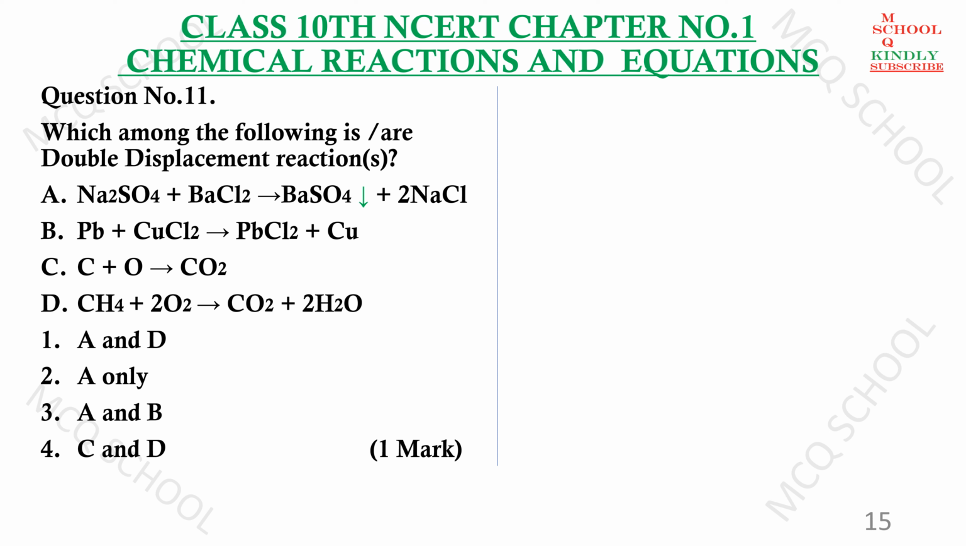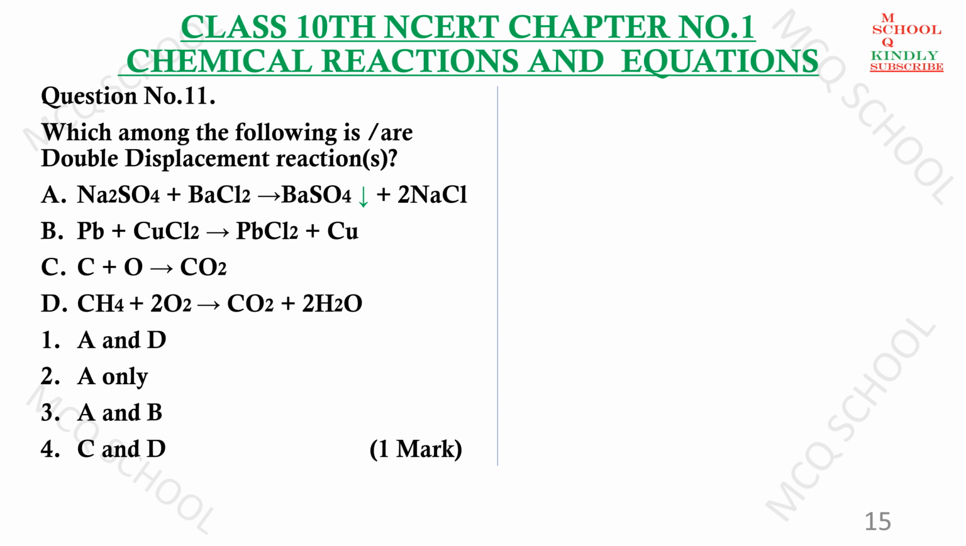Let us take question number 11. Which among the following is a double displacement reaction? A, sodium sulfate and barium chloride combine to form barium sulfate as a precipitate and sodium chloride. B, lead plus copper chloride forms lead chloride plus copper. C, carbon plus oxygen forms carbon dioxide. D, methane plus oxygen forms carbon dioxide and water.